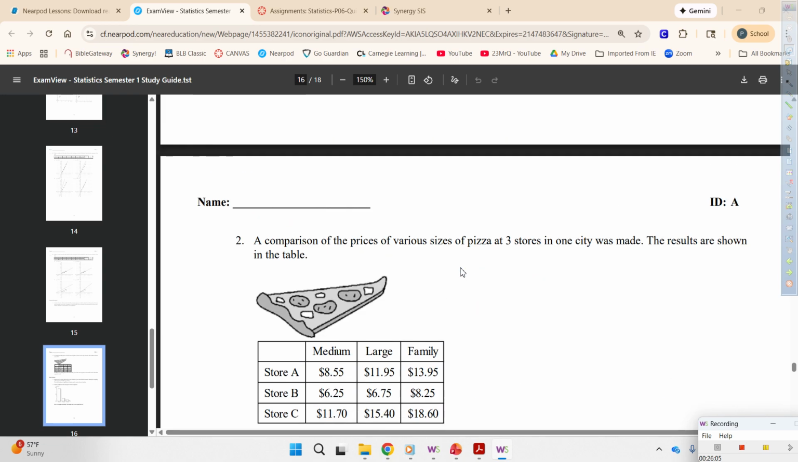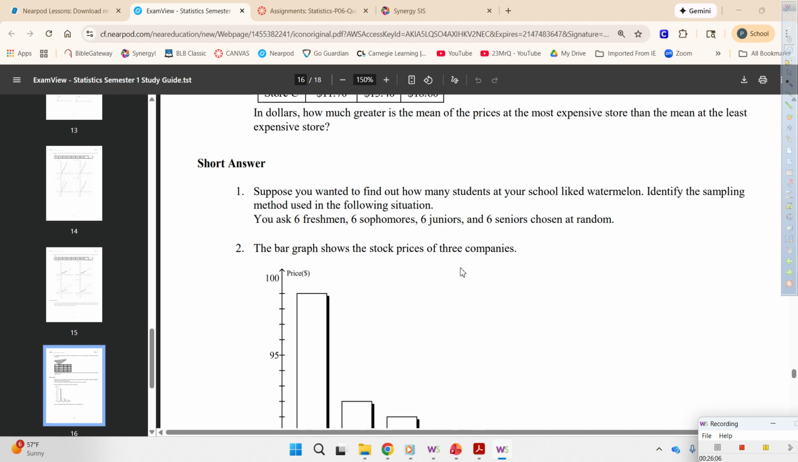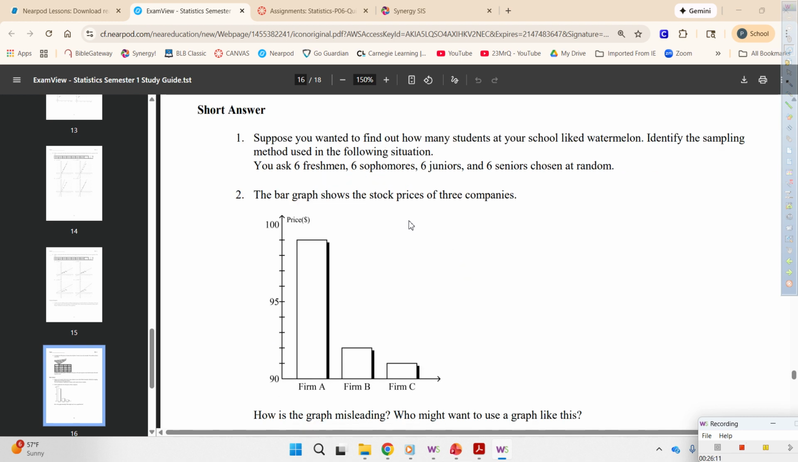We just finished the pizza one. Let's go to short answer. Focus. It says, number one, suppose you want to find out how many students at your school like watermelon. Identify the sampling method used in the following situation. Before I move on with this one, turn to your neighbor, remind them of the 4 different sampling methods. What are they? What are the 4 different sampling methods since you studied last night?